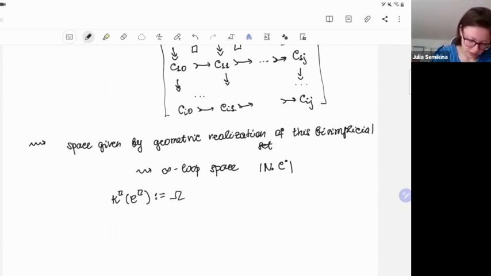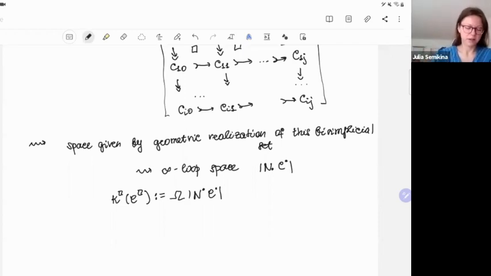loops of this geometric realization. So I would like to loop once more. And this is a construction. So this is how you define this spectrum that comes from the category with squares.